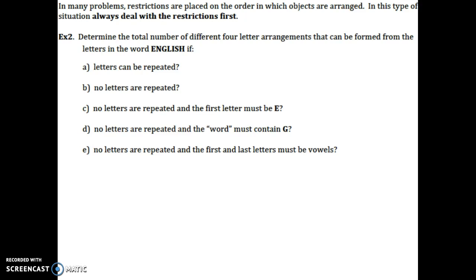So if letters can be repeated, we've got 4 options here that we need to go ahead and fill. In the word English, we have 2, 4, 6, 7 options. And so if letters can be repeated, we've simply got 7 options for each of those 4 letters. So 7 to the power of 4 is our answer.